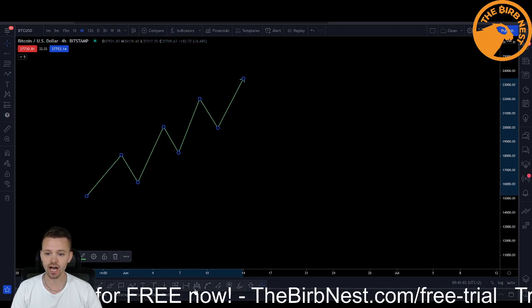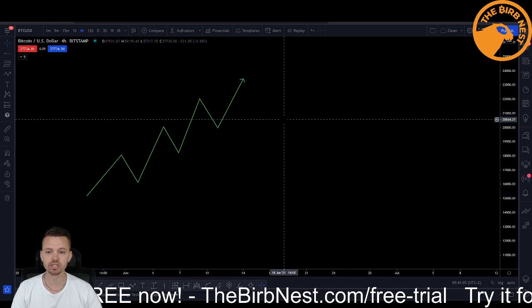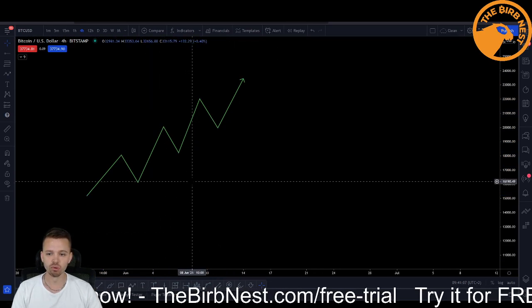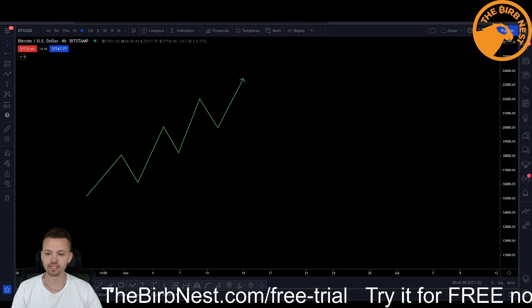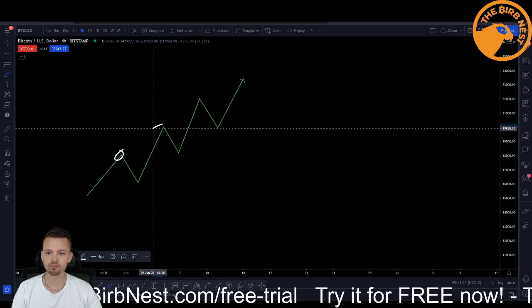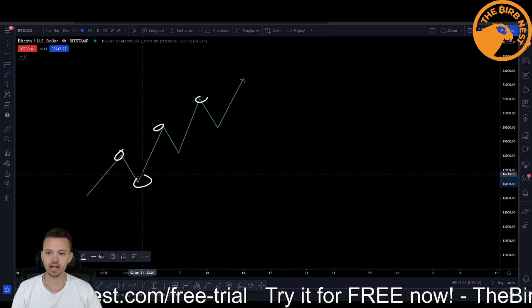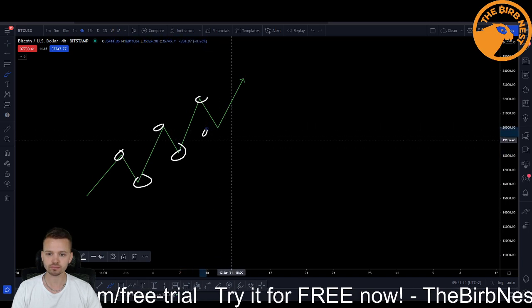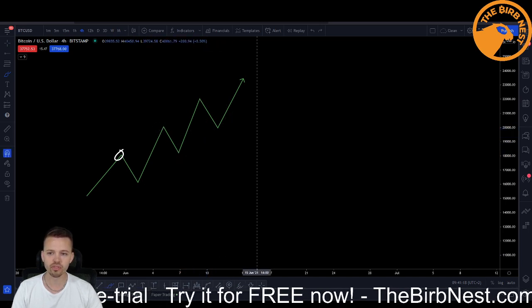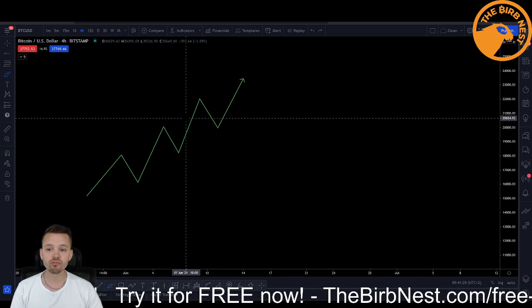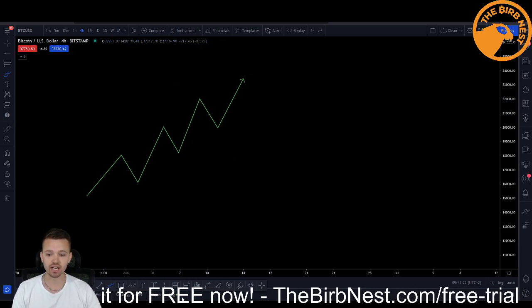This is an uptrend, right? An upwards trending bull market with higher highs and higher lows. So the most important thing to look out for is higher highs and higher lows.